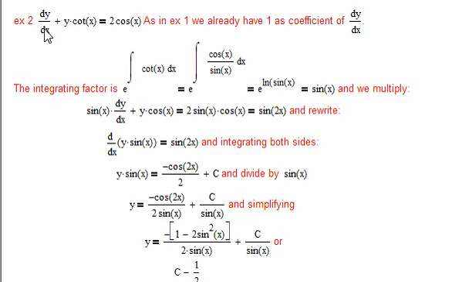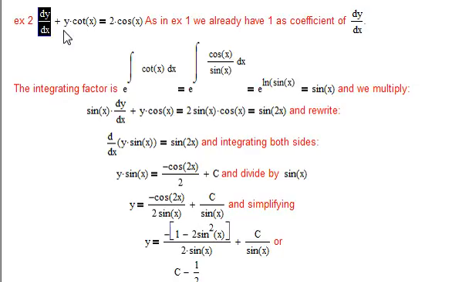So, here's another problem with the coefficient of dy/dx equal to 1, so we don't have to do any dividing. Plus y times cotangent of x equals 2 times cosine of x. We already got that 1, so we don't have to do that, but we do have to find ourselves a nice integrating factor.